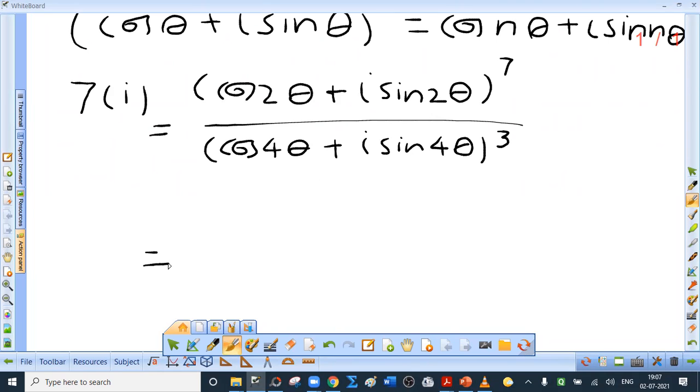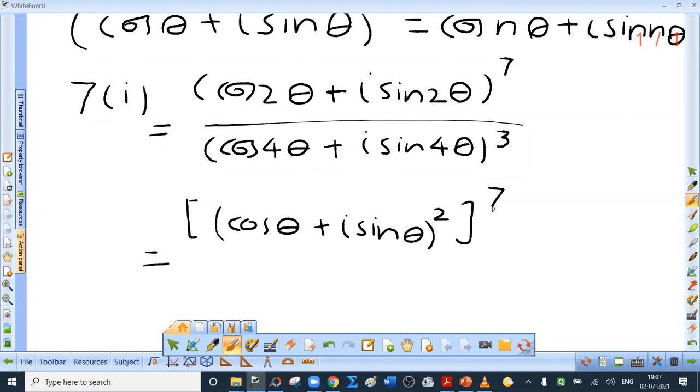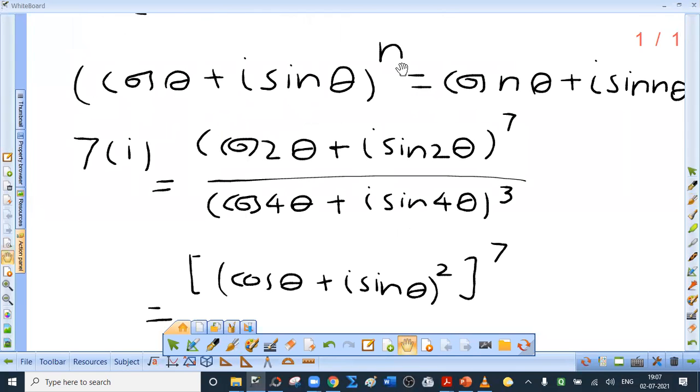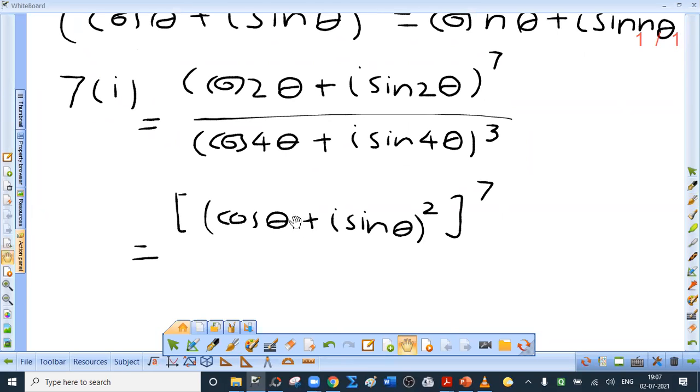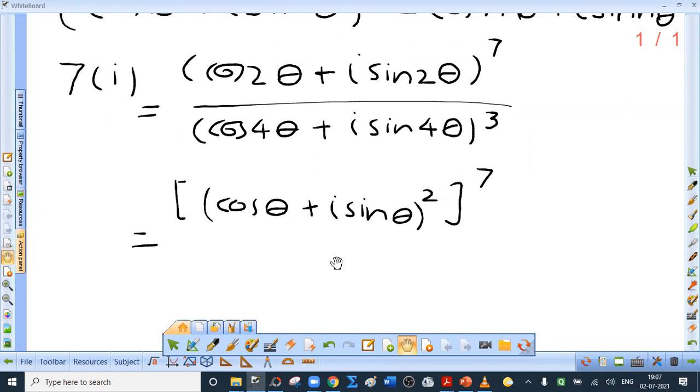Now can I write this as (cos theta plus i sin theta) squared? Yes, we can, raised to 7. You can verify. What is (cos theta plus i sin theta) raised to 2? It is cos 2 theta plus i sin 2 theta, because see the result: it is cos n theta, where n is the index. Here the index is 2, so 2 theta. So we have written the same in the required or desired form, so that we can apply laws of indices.